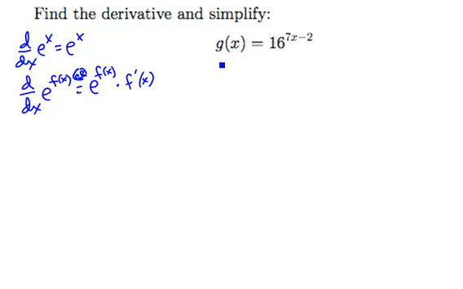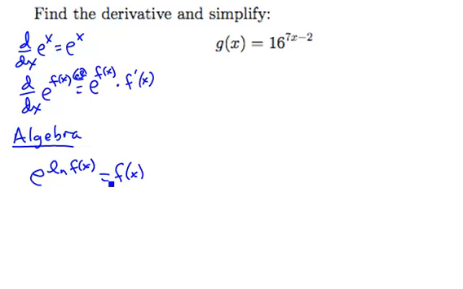So the idea is to perform some algebra first before I get to the calculus step, the derivative. Perform some algebra to make or force this to look like a base e exponential rather than a base 16 exponential. And the algebra step that we're going to use is a standard step. It's the fact that the base e exponential and the base e natural logarithm are inverse functions of each other. If you have e to the natural log of some function, that's the same as this function. And this works in either direction.